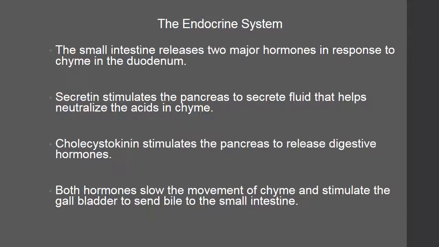The small intestine will release two major hormones in response to chyme, or that food coming out of the stomach, in the duodenum. Secretin stimulates the pancreas to secrete fluid that helps neutralize the acids and chyme. This is going to be very high in bicarbonate ions. And cholecystokinin stimulates the pancreas to release its digestive enzymes. They're going to continue the digestion of the food.